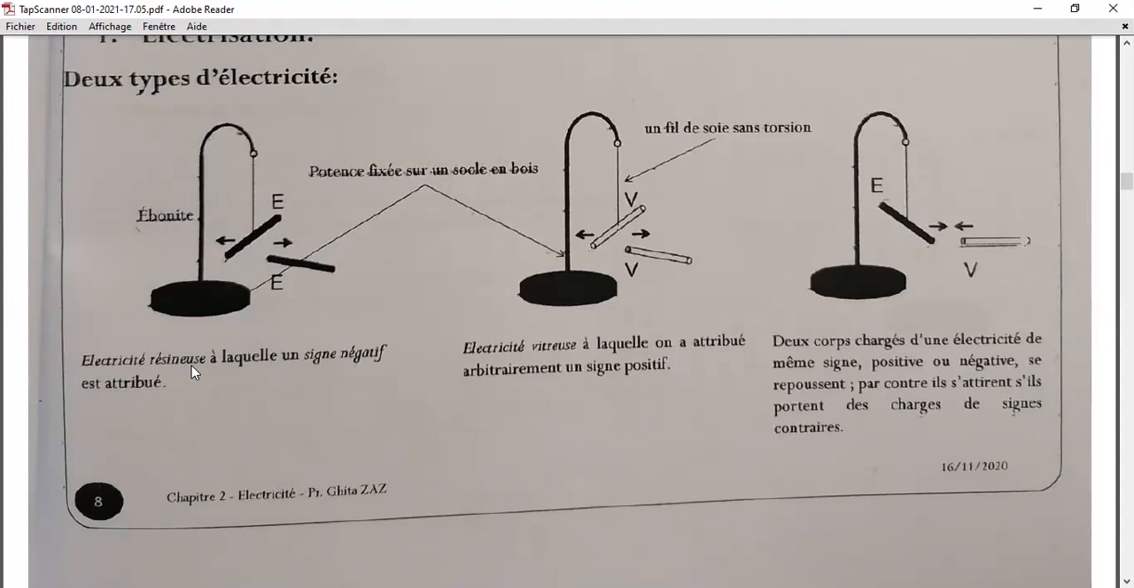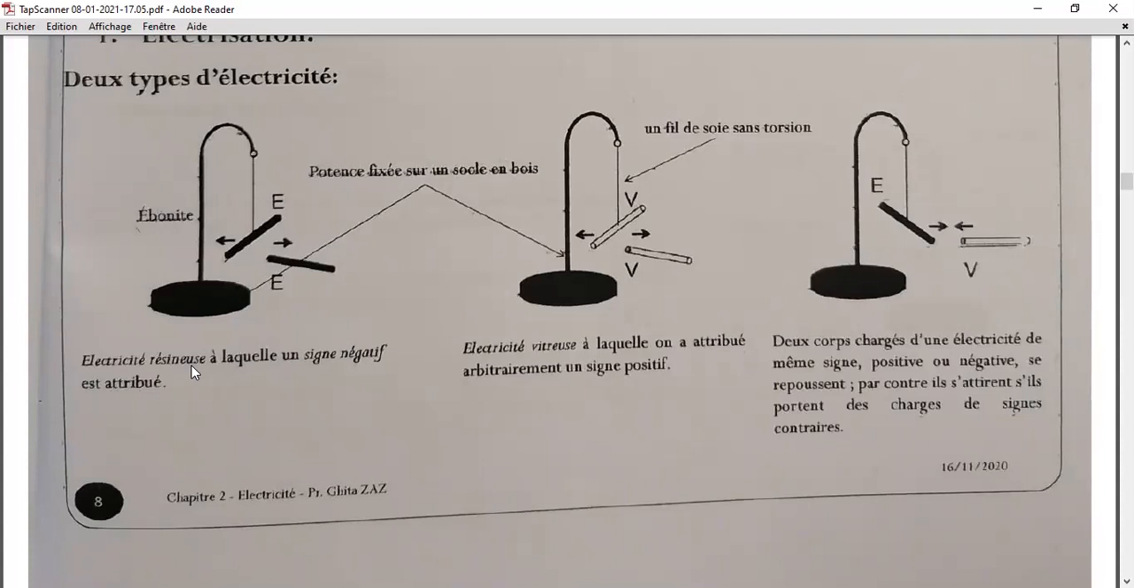They said the verre is positive. They attributed the sign positive to the verre, and from there they tried the verre and the ebonite together. They saw that there was an attraction between these two, and this made the assumption, because it was just an assumption. I think you know what an assumption is.